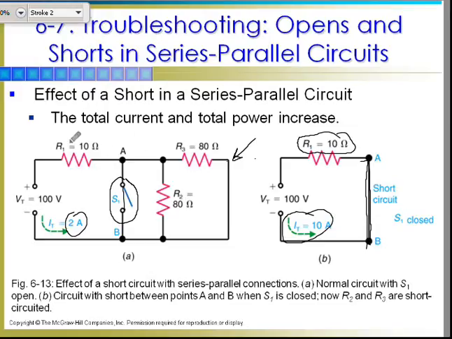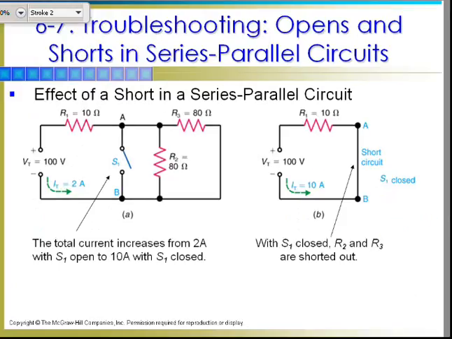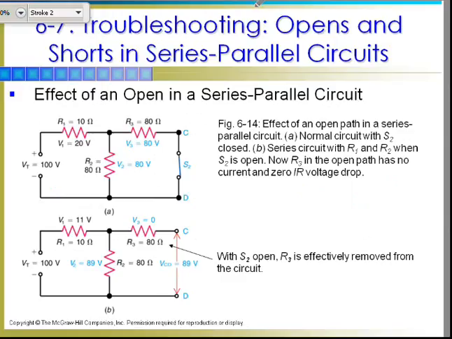And it'll be the same, although not quite as drastic. If R1 shorted out, you'd go from a 50 ohm load to a 40 ohm load, and 40 ohms would end up a little bit higher than 2 amps. It wouldn't go quite as high as 10 amps, but your current would still shoot up. And that's showing the same thing.